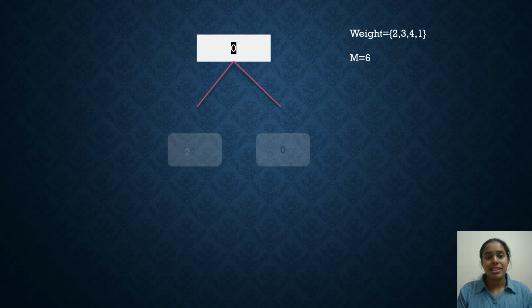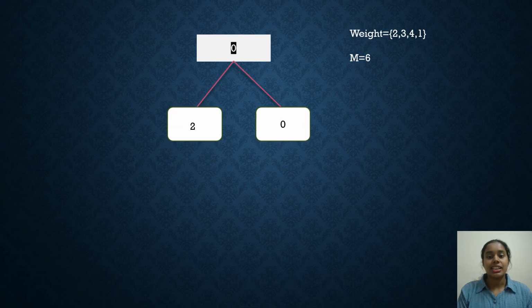The weights of the subjects are given here: English, Physics, Maths and Chemistry. These subject weights are given on the right side, and the target sum is also given, that is 6. At the initial stage we consider the node as 0, and this can be divided into two parts, the left side and the right side. On the left side we are including the subject, and on the right side we are excluding it from the initial node.